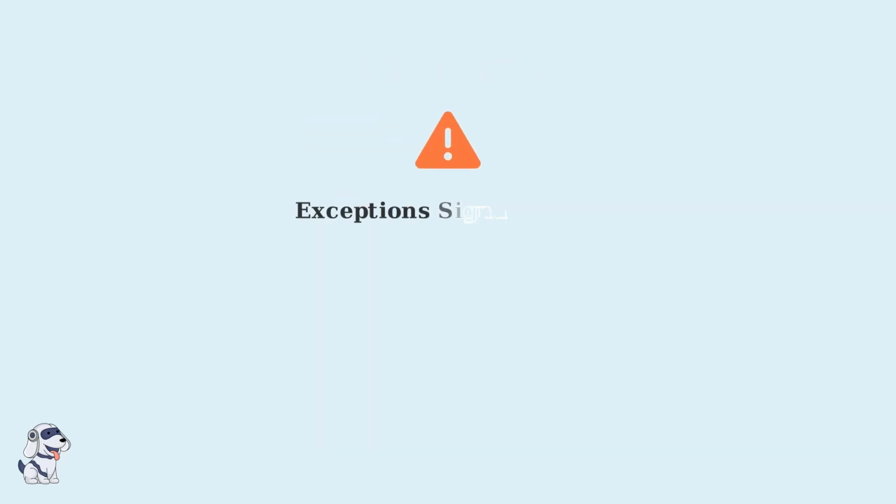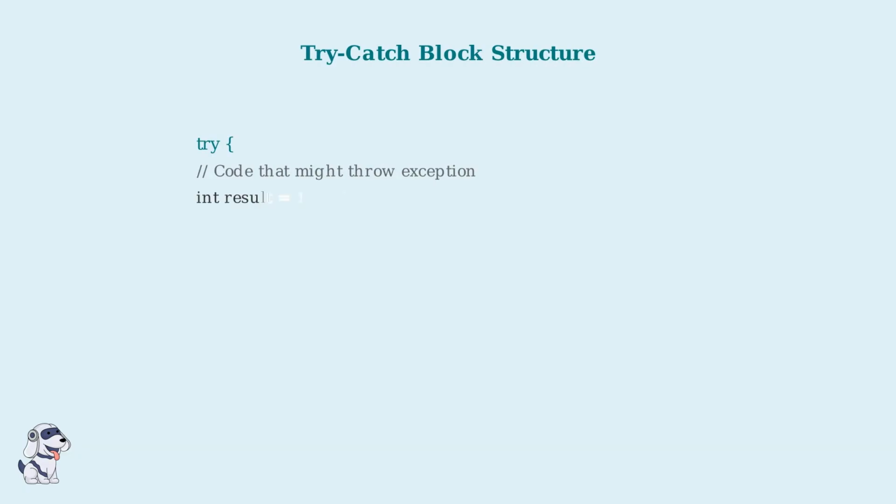Error handling is crucial for writing robust Dart applications. When things go wrong in your code, Dart uses exceptions to signal these errors, and you need proper mechanisms to handle them gracefully. The primary mechanism for handling exceptions in Dart is the try-catch block. The try block contains code that might throw an exception, while the catch block handles any exceptions that occur.